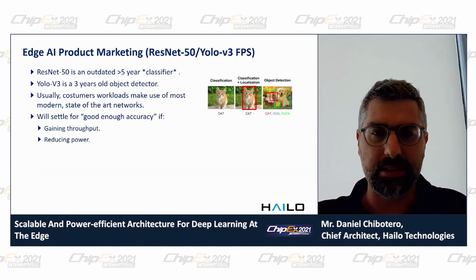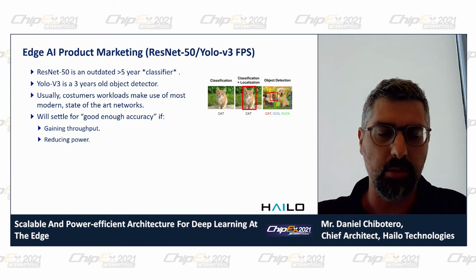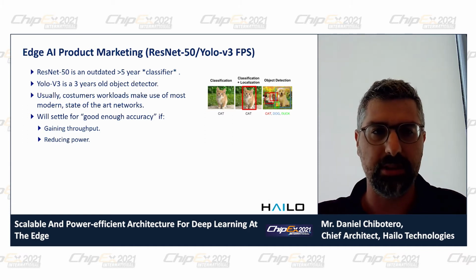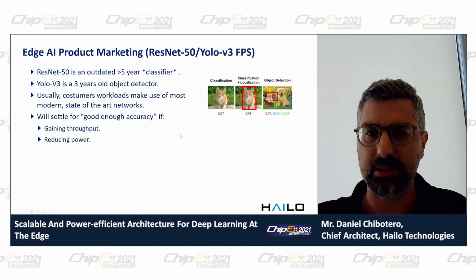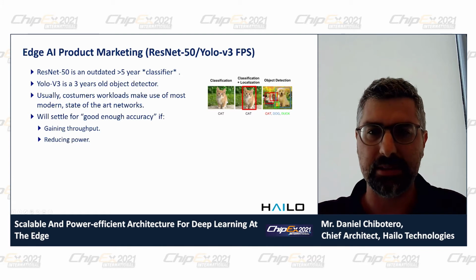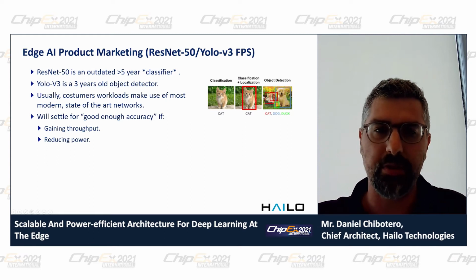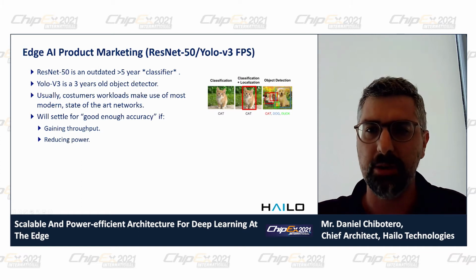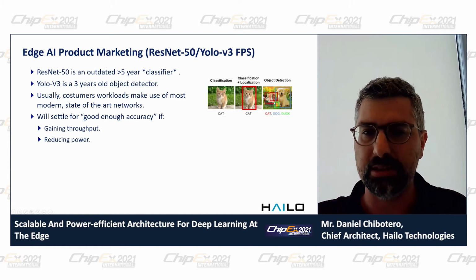So the third metric is benchmarks, and almost all chip vendors quote the ResNet 50 benchmark, which is a very old, outdated, 5-year-old classifier. And as you can see here on the right, for real applications, a classifier is not very good. You get a picture and it tells you what's in the picture. However, when we look for a more modern benchmark, the YOLO V3, which is a 3-year-old detector, this can correlate with real workloads that run in the edge, as you can see on the right.